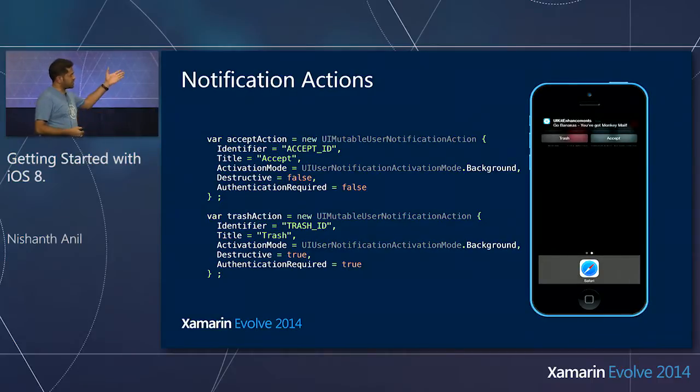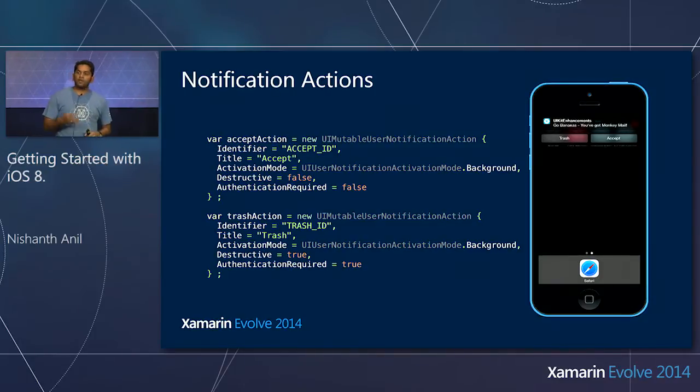And then you set the title, which is nothing but the button title. And activation mode, you can be in the foreground or the background. So if you're in the background, then all those background rules apply. Okay? If you're in the foreground, then your app is brought in front, and you can decide what you want to do with the app. You can set the destructive mode to true or false. Destructive mode true basically changes the color, which in this case is like trash. And also, there's something called authentication required.